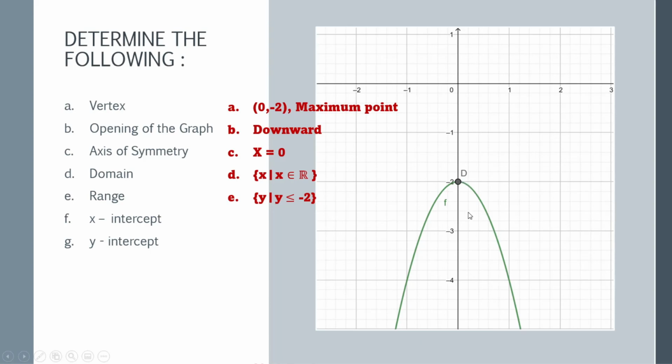So, going upward, downward. And the x-intercept, meron ba tayo? Tumama ba yung graph sa x-axis? Wala. So, the answer is none. And the y-intercept, ito lang ang point natin na tumama sa y-axis. That is 0, negative 2. So, ganun lang po pag-identify natin ng mga characteristic ng graph of the quadratic equation.